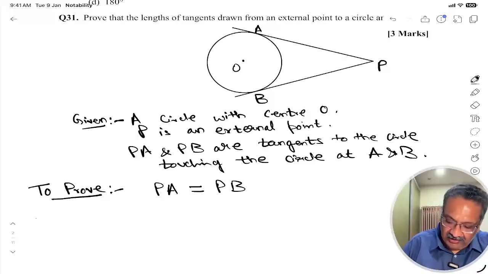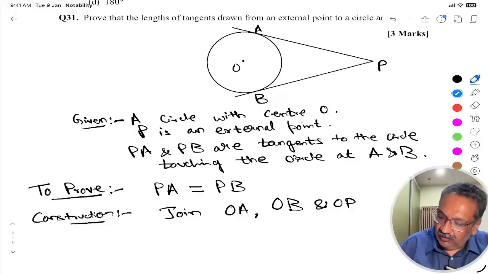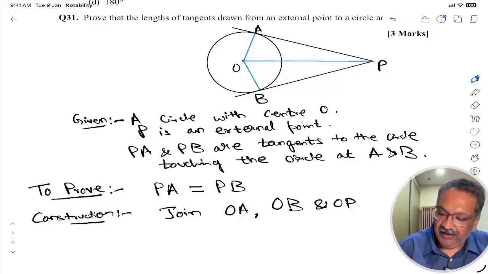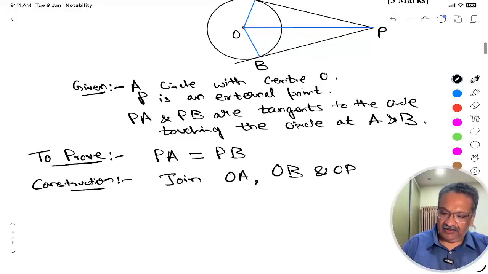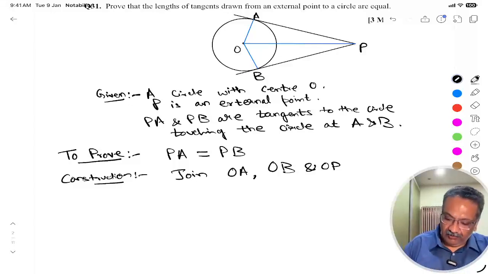Okay, now construction. What can we construct here? We will join OA, OB and OP. So what we are doing is joining OA and OB and OP. Okay, next, in this triangle you can observe that, see, how do we prove this?